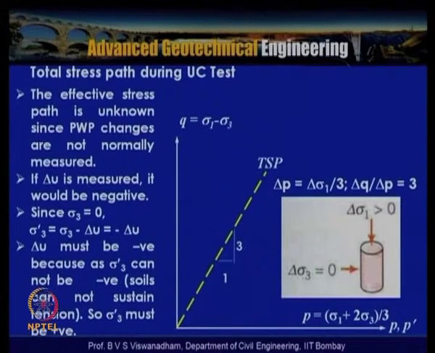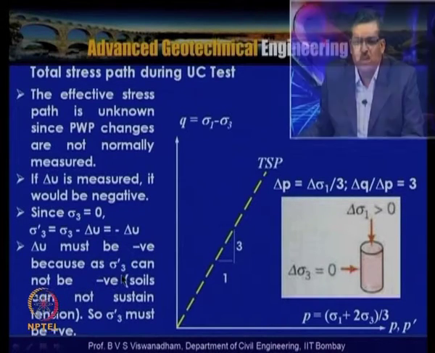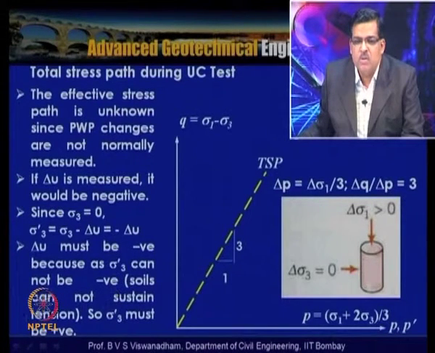The total stress path during the unconfined compression test resembles this. It passes through the origin, and if delta u is measured, it would be negative since sigma 3 is equal to 0. Delta sigma dash 3 is equal to sigma 3 minus delta u, which is minus delta u. So delta u must be negative, because sigma dash 3 cannot be negative, as soils cannot sustain tension, so sigma dash 3 must be positive.